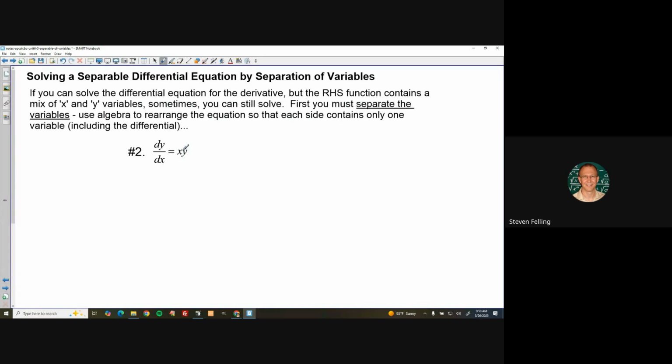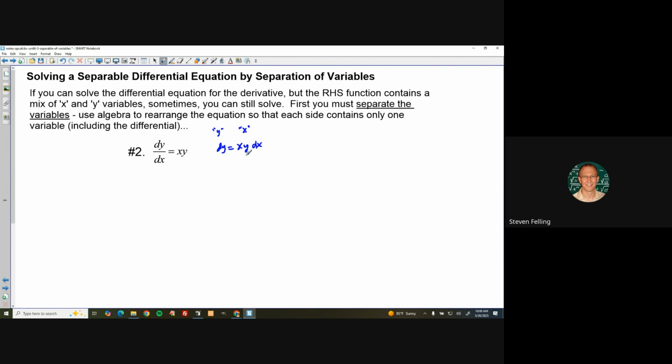First thing I'm going to do is multiply this dx, whatever is in the bottom, to the other side. So if I multiply both sides by dx, I'm going to get dy equal to x times y times dx, right? And that means this side on the left is going to be the y side, and this side on the right is going to be the x side, because that's where the differentials are. The dy is on this side and the dx is on this side.